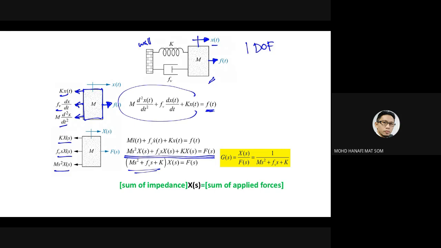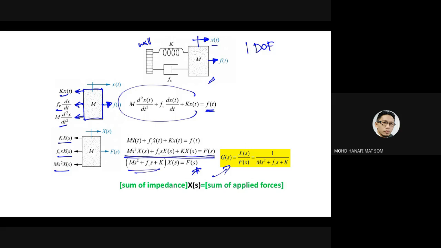So we can find the transfer function Gs, where the output is xt and the input is Fs. The output is the movement of the mass, and the input is the force that is applied to the mass. So we have Xs over Fs. In this example, it's very simple. You just rearrange this equation to get Xs over Fs equals 1 over Ms squared plus fvs plus K.